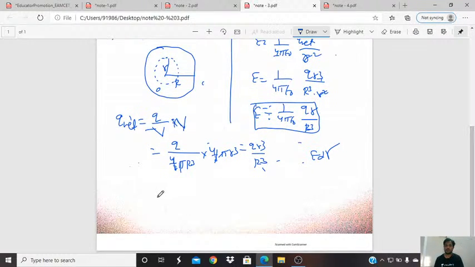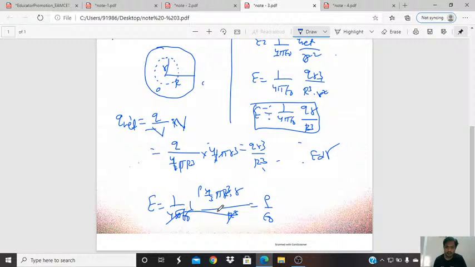Or if you substitute the Q value again, what is the Q value? Rho into 4 by 3 pi capital R cube, right, into small r by capital R cube. The R cube and 4 pi get cancelled. What is remaining? Rho by epsilon naught into 3, so rho into r by 3 epsilon naught. So this is also we can take. Here also it is proportional to r.